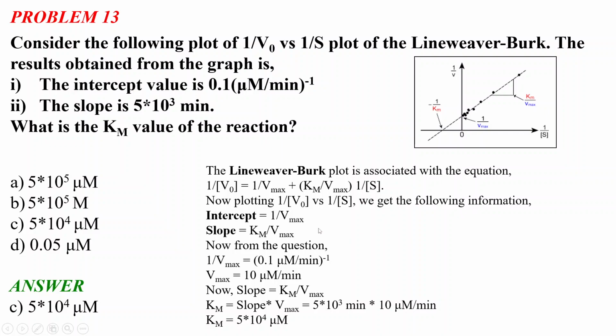Now plotting, we get the similar information, like the intercept is 1 by V max and the slope is Km by V max. Now from the question we have the value of the intercept, which is 0.1 micromolar per minute inverse, okay, and the V max is 10 micromolar per minute. So the slope, which has the equation Km by V max, so Km equals slope into the V max. So this is the slope and the V max we have, and this is your final answer.